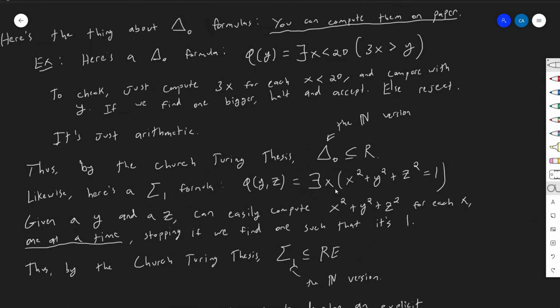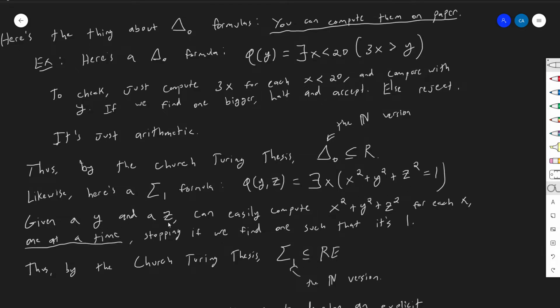Likewise, if I give you a y and a z, is this true? Now, this one, I can't necessarily compute this on paper, but I can do a process where if the answer is yes, then I will arrive at a yes. And so here's the idea.